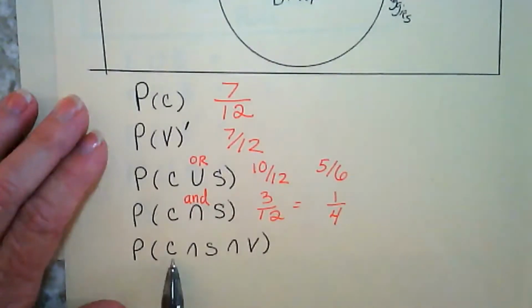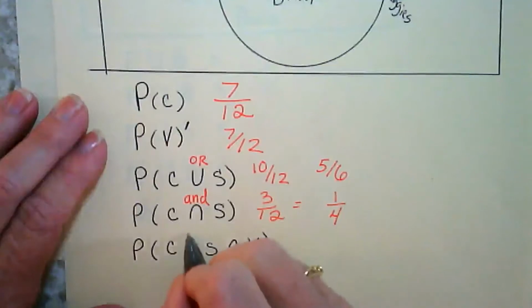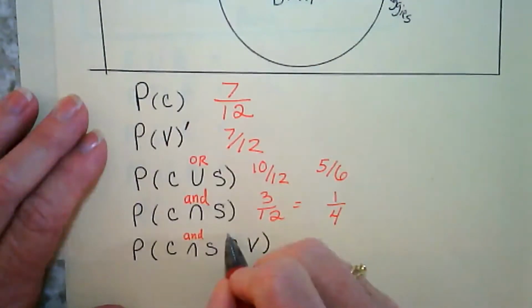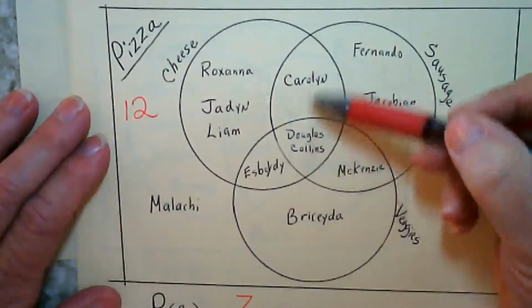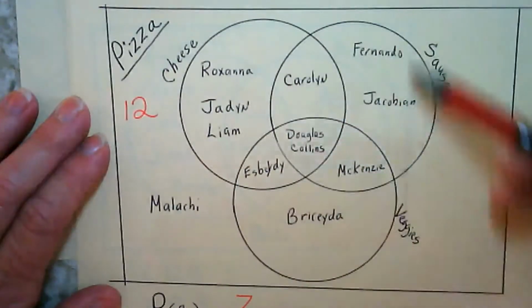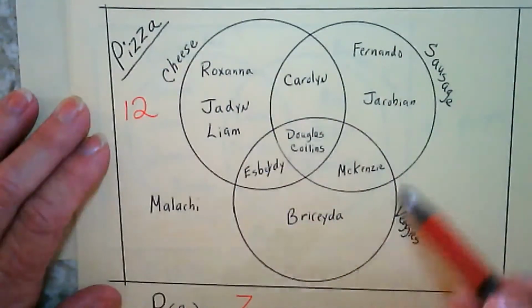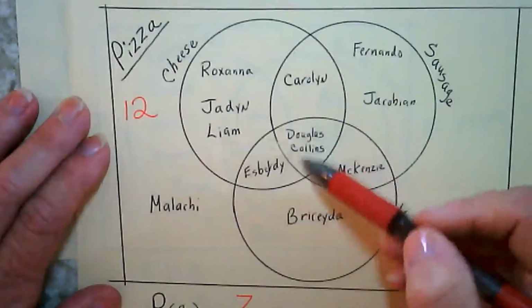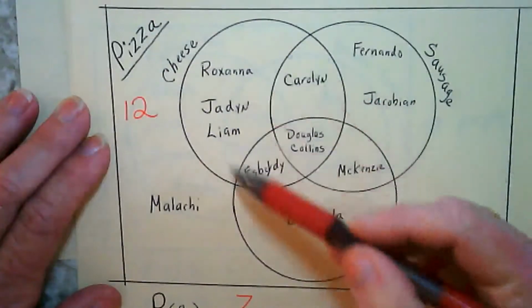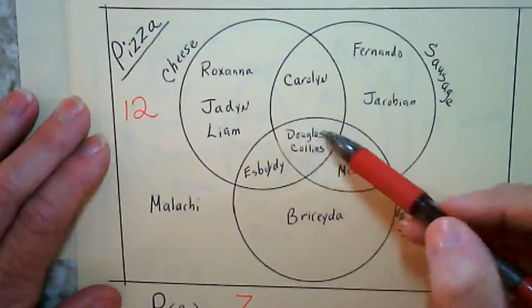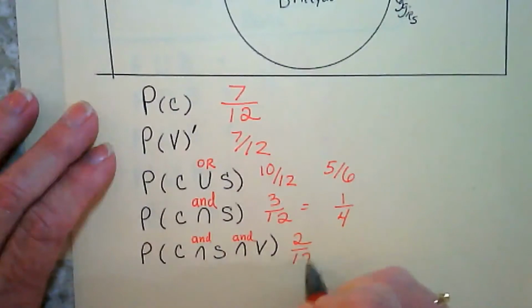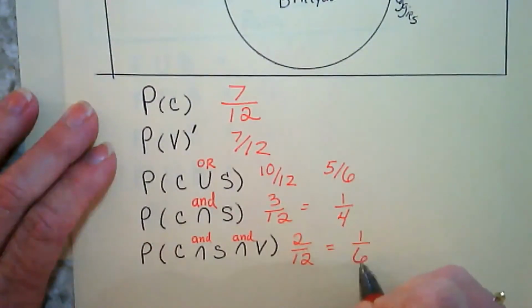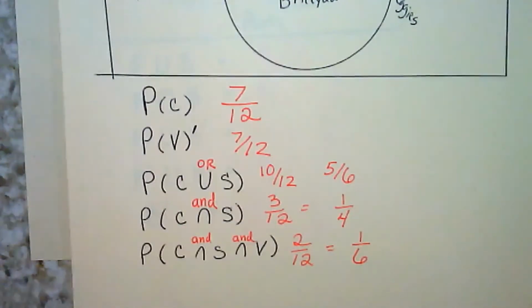Okay, last question. Who are the people who like cheese and sausage and veggies? So this time they have to be in all the circles. All right, so let's go back because we know that these three are in the cheese and the sausage, but now we need to know who of those three is in the veggie. Well, that means I'm looking at this piece that's intersecting from all the circles. So the cheese, sausage, veggie is Douglas and Collins. So that is 2 out of my 12 people, and that would be 1 out of 6. Okay, and I'm going to stop there with the first video.